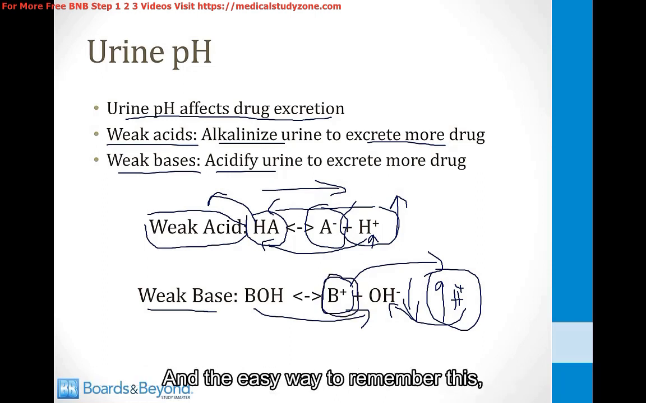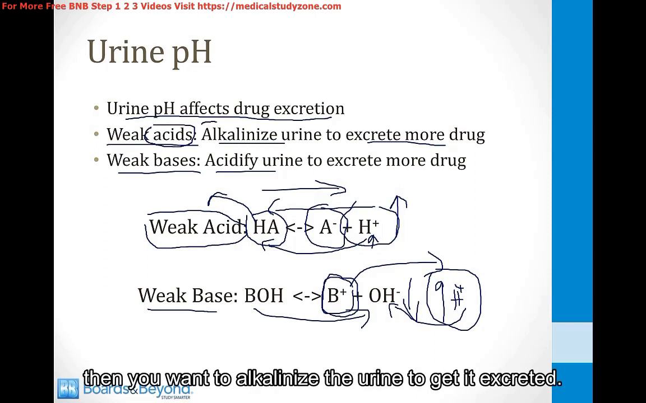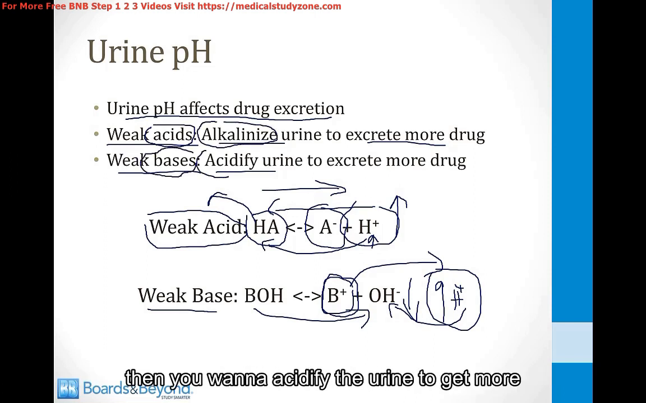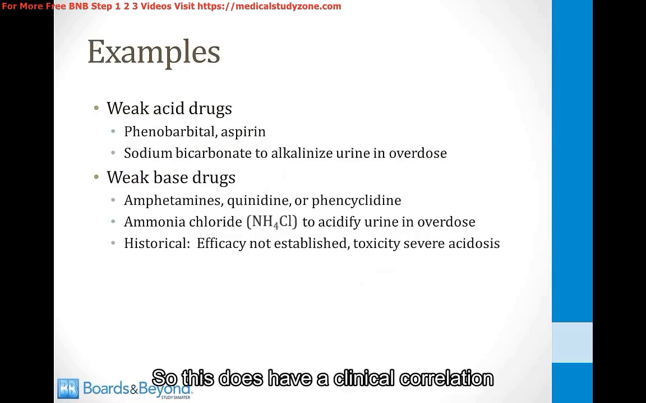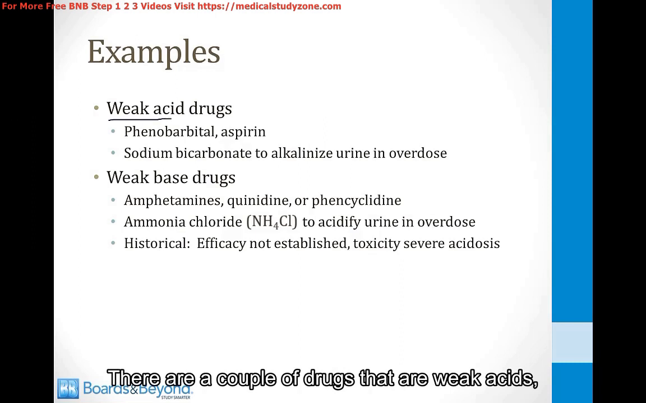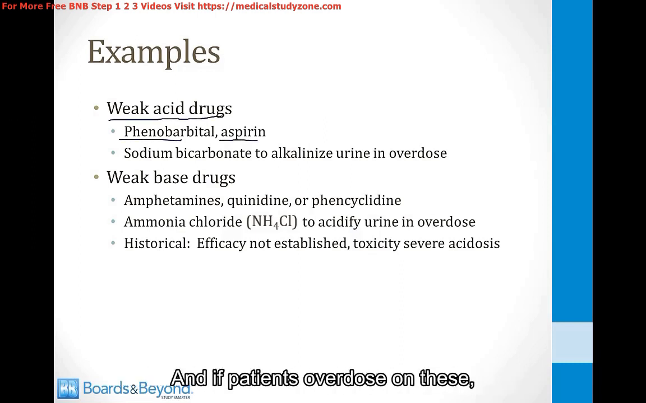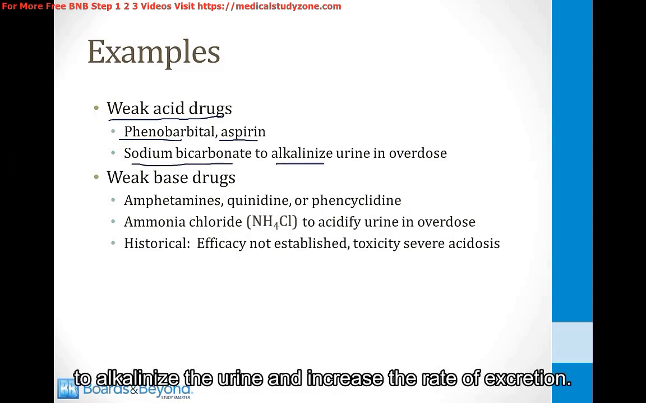And the easy way to remember this is just that you want to do to the urine the opposite of the drug. So if the drug is an acid, then you want to alkalinize the urine to get it excreted. And if the drug is a base, then you want to acidify the urine to get more to be excreted. So this does have a clinical correlation in some rare circumstances. There are a couple of drugs that are weak acids. Phenobarbital and aspirin are two of them. And if patients overdose on these, you can administer sodium bicarbonate to alkalinize the urine and increase the rate of excretion.